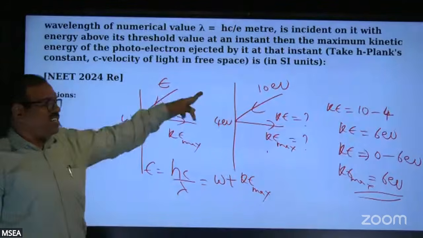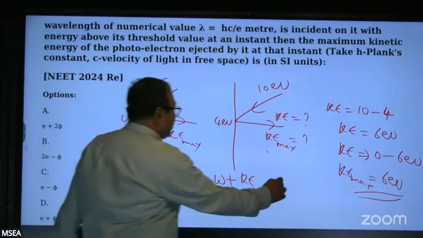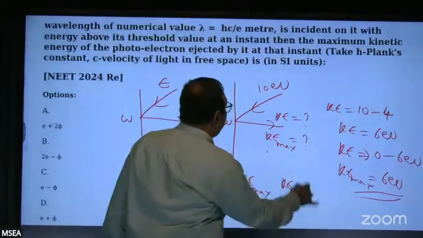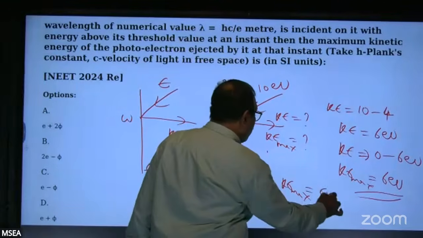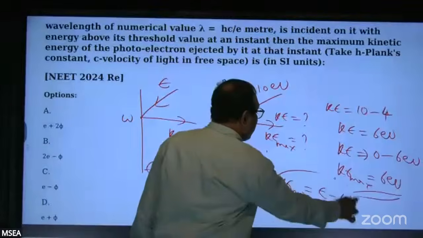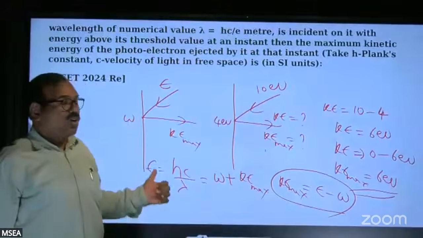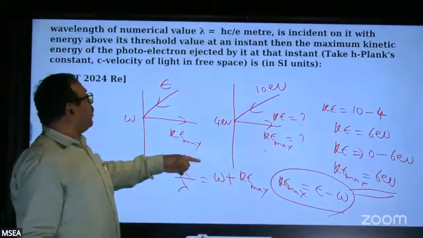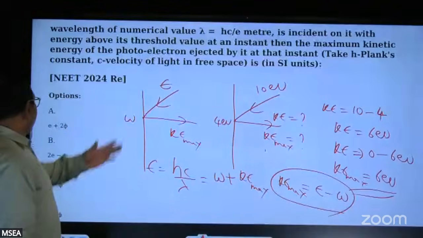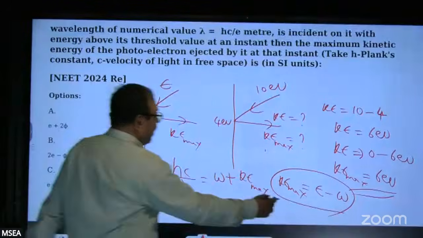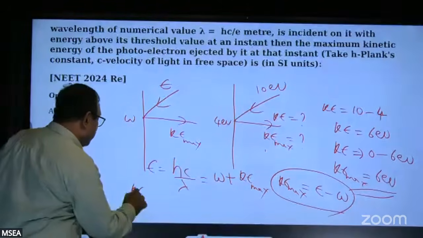So what about the energy, what is KEmax? KEmax is equal to, what we can write. He's asking what about the KEmax, that should be equal to the energy minus the work function. The work function is given as 5, so we can take it as phi. E is the energy falling on it.